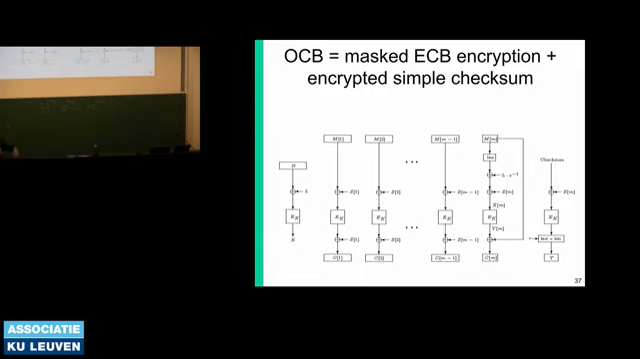To avoid that patterns appear. And then there is a very clever way to make a checksum and encrypt that again as well. And then these keys that you add before are derived from encrypting the nonce in the beginning. But the nice thing is you can parallelize this very well. This is why people like this mode.